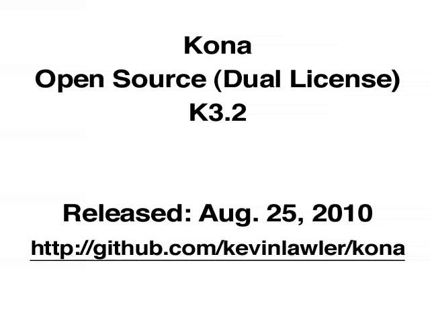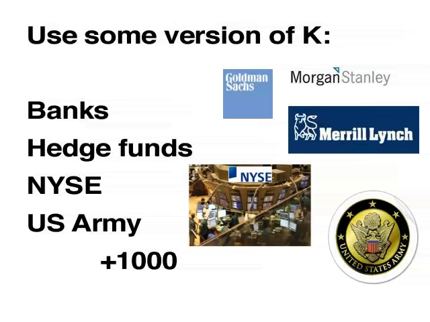Kona is a new implementation of K3.2. You can get a copy of the interpreter at github.com. K is a popular tool for electronic trading. It is typically used for high-speed databases.